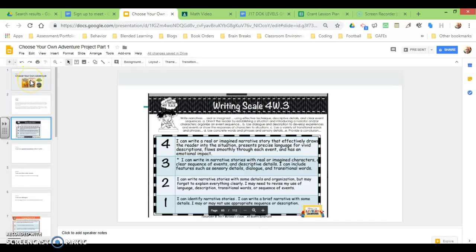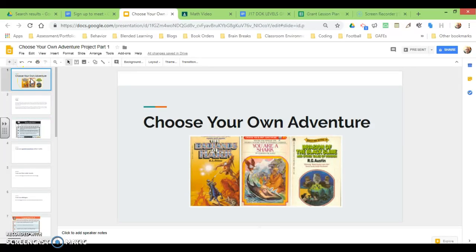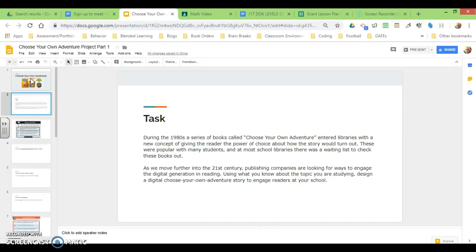So I'm going to explain how this works. You're going to write your own Choose Your Own Adventure. Here is the task. You can read that on your own. I'm going to explain more things like the scales.